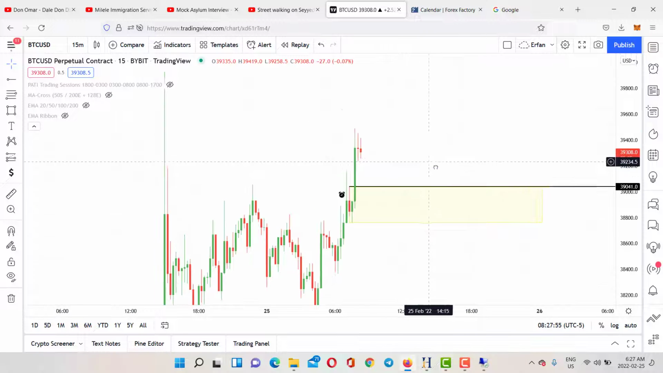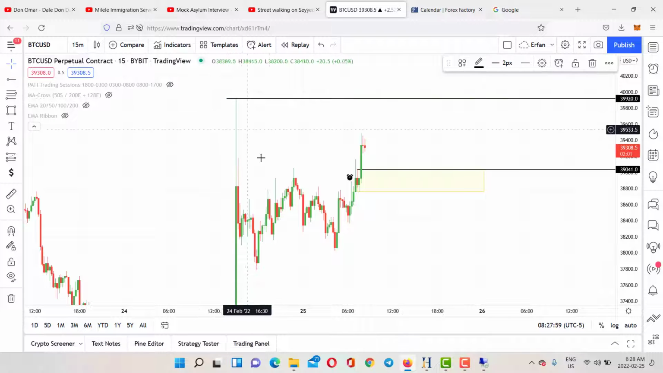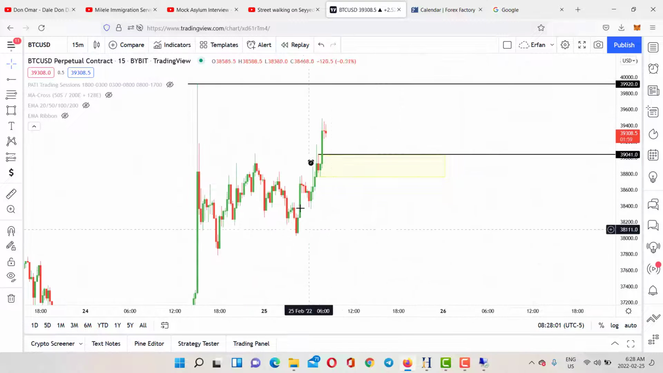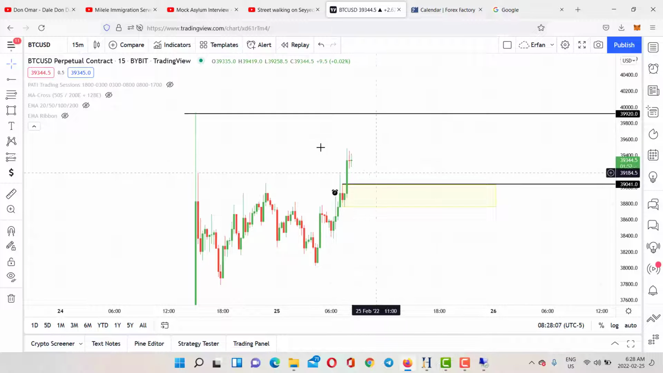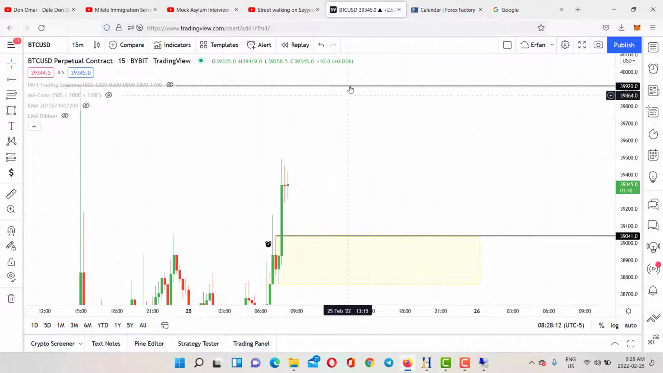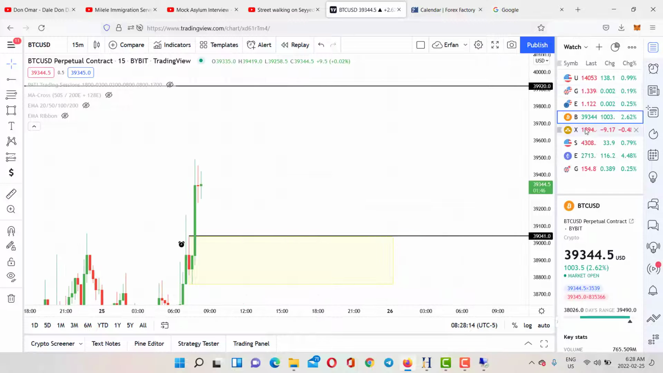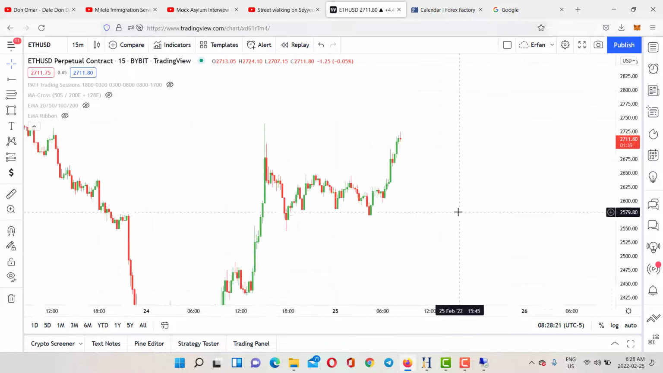So let's see what it is actually going to do, because I think it's going to grab all the liquidity around this area, and that's why it's creating higher highs and higher lows, and we have this break of structure here as well. So I'm just waiting for a correction, and then I'm going to take a buy position somewhere around here, all the way up to here. I also want to analyze Ethereum for you, which is a cool one.